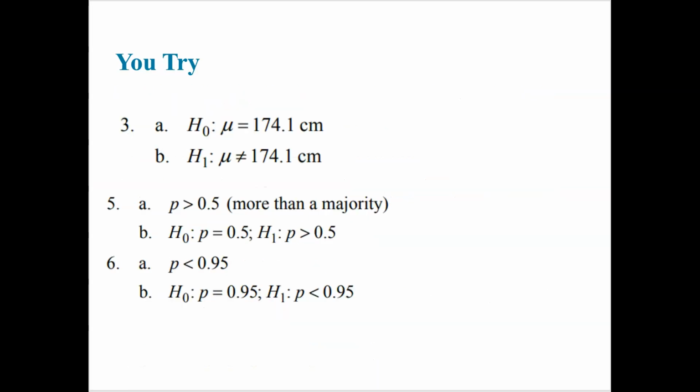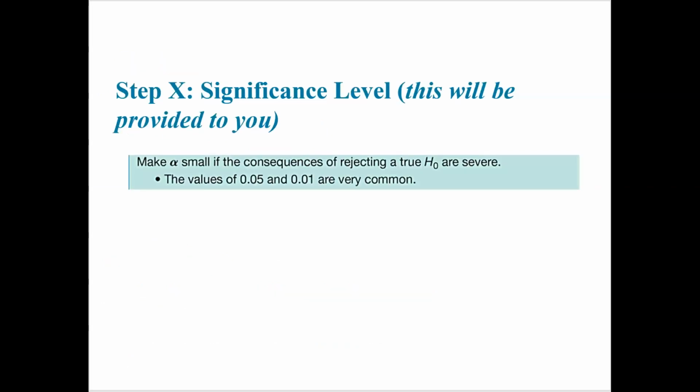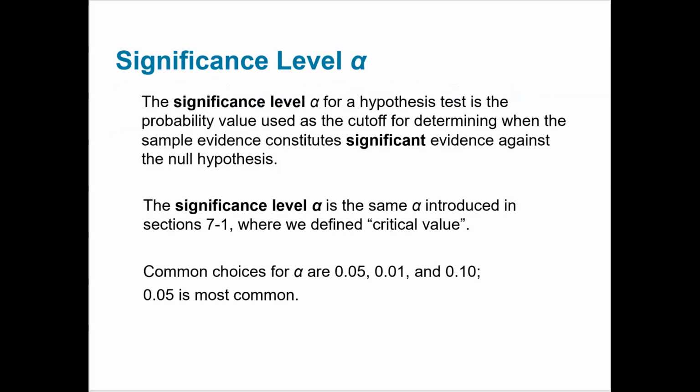And there's the solutions. So I have this taken off. The significance level is actually on the graphic from the textbook, but this will usually be provided to you. We really want to make the significance level smaller. So we normally use 0.05 and 0.01 are really common. This is the same significance level alpha that was introduced in section 7.1 when we were talking about the critical value. And these are some common choices. Again, you're not really going to have to choose. They'll be provided for you.